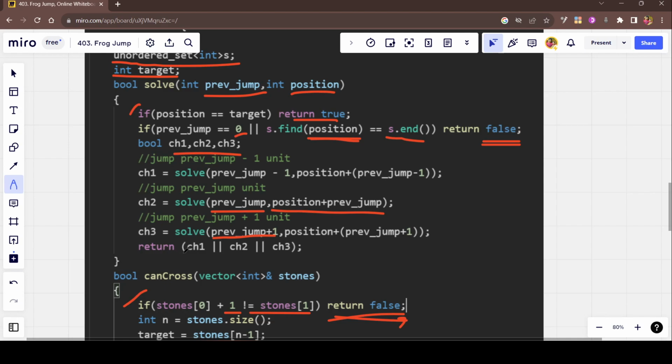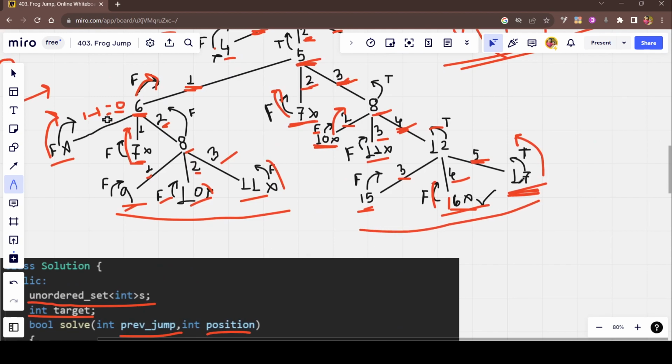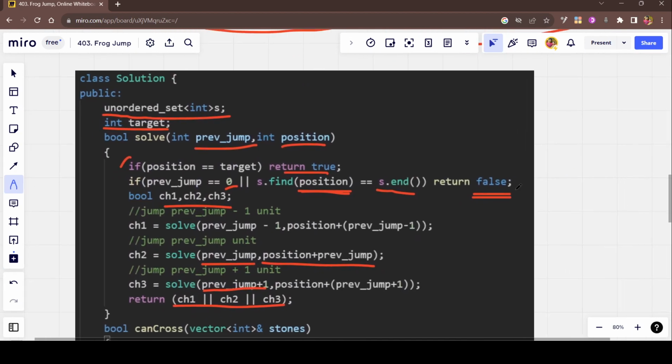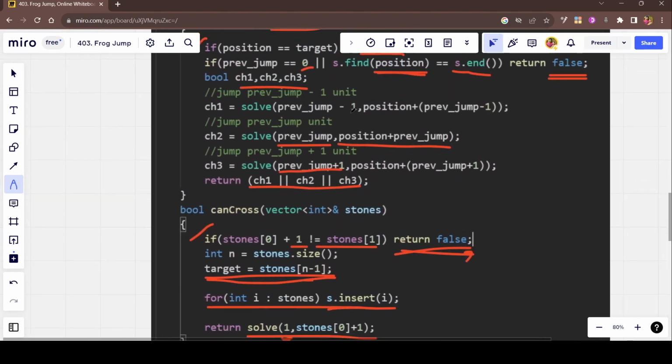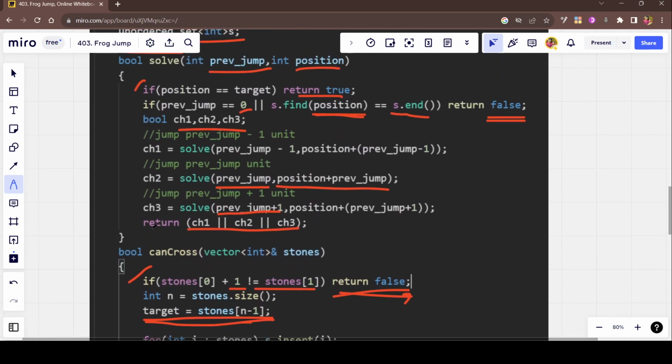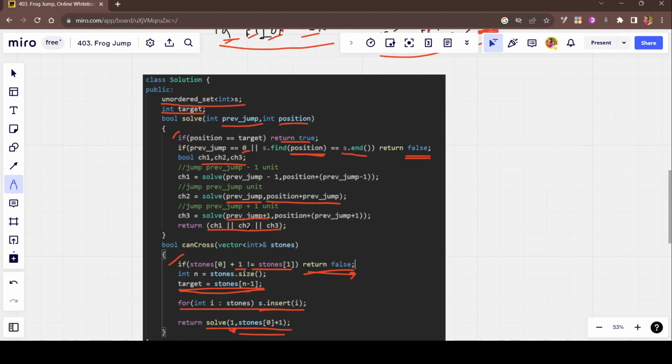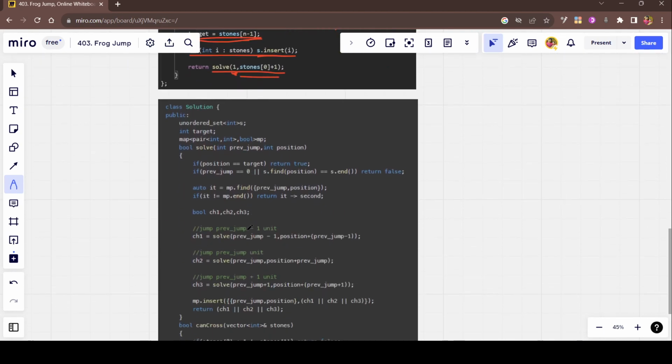Now return ch1 or ch2 or ch3, whichever gives you true, you will return true. If all three give you false, you will return false. Because if I have one path which gives me true, I can assure that if I go through that path, I am able to present myself on the last index. So if one path returns true, return true. But clearly, we have to optimize this.